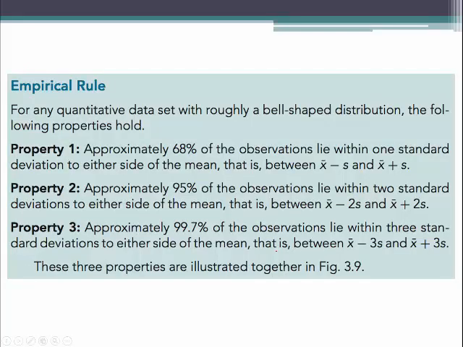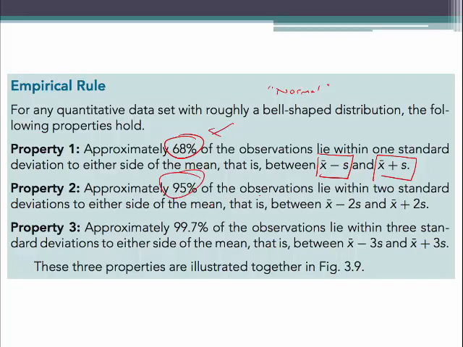So for any quantitative data set with roughly a bell-shaped distribution, okay, so roughly or approximately a normal distribution, the following property holds, all right? Approximately, and this will always hold, okay? This is what the empirical rule tells us. 68% of observations lie within one standard deviation on either side of the mean. So that means from x bar minus the standard deviation to x bar plus the standard deviation, you're going to get 68% of observations.